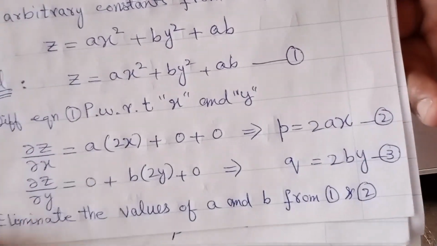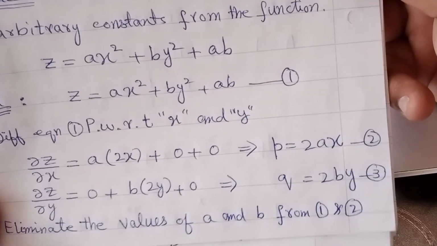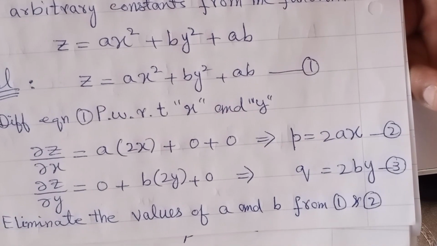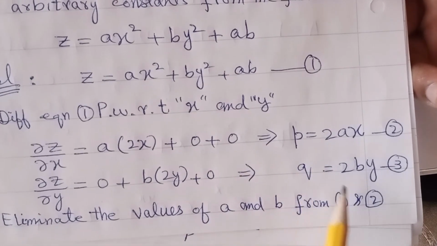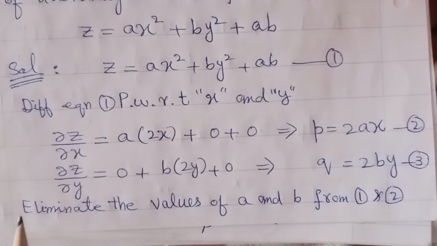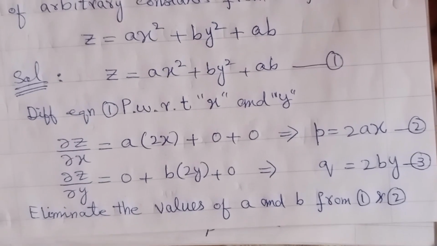So this is the very first step toward the formation of the partial differential equation. Now we will eliminate the arbitrary constants a and b from equations 2, 3 and 1. So we will eliminate the values of a and b using equations 1 and 2 and substitute in equation number 1.